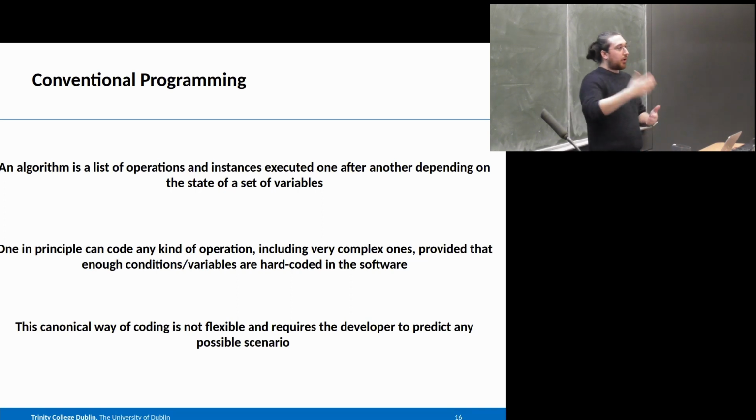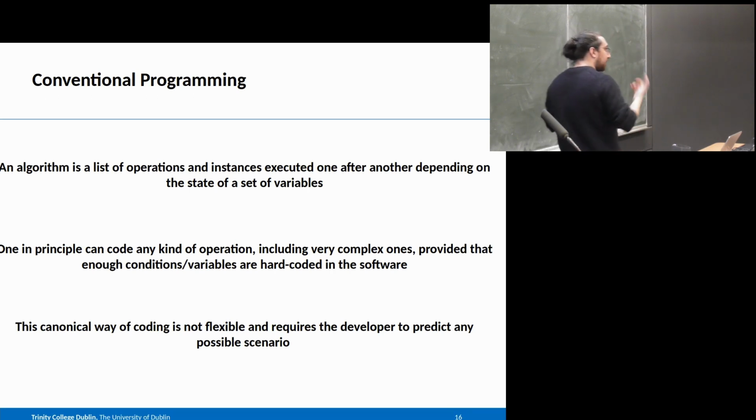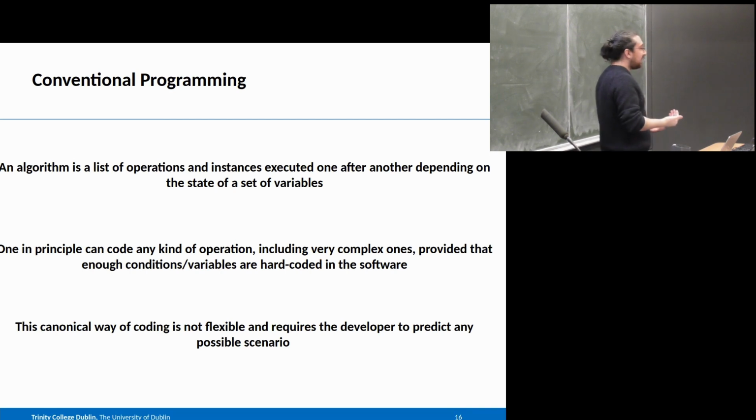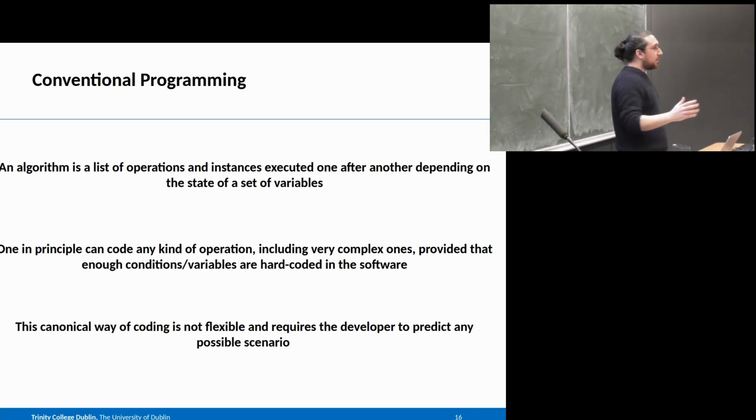So before getting to machine learning, what is conventional programming or computing? What you do is create your algorithm, right? So it's a list of instructions. They are hard-coded in your software. There is a developer that thought about the algorithm and wrote it down. You have a set of variables and conditions that change the states of the variables, and you execute the code, right? This is great. You can, in principle, code whatever algorithm you want to solve whatever problem you want.